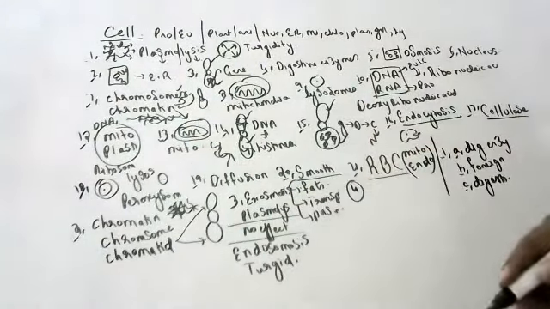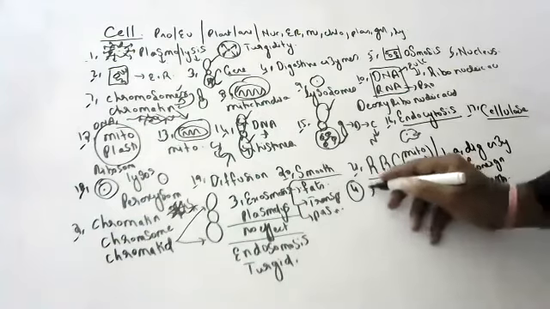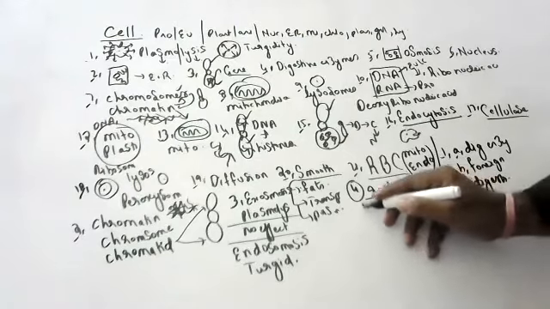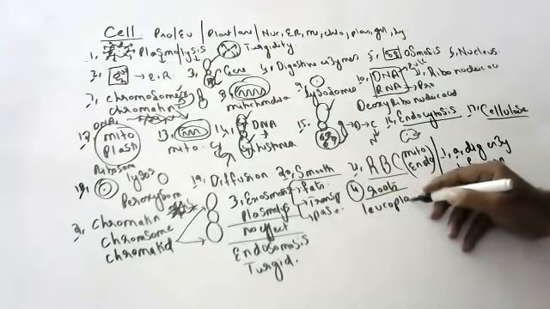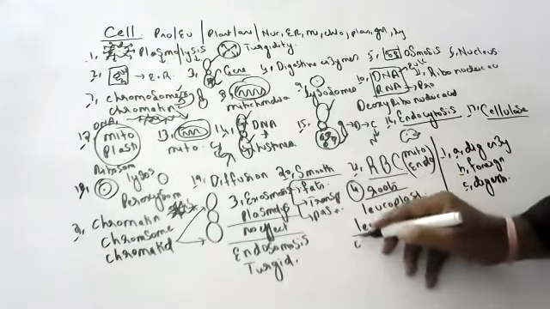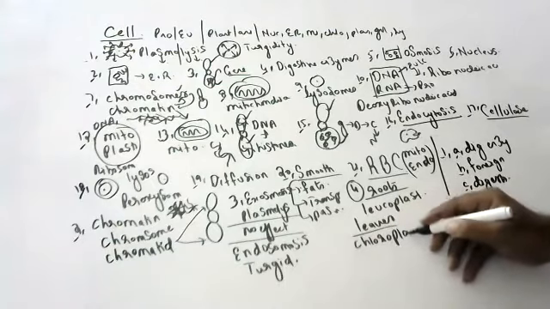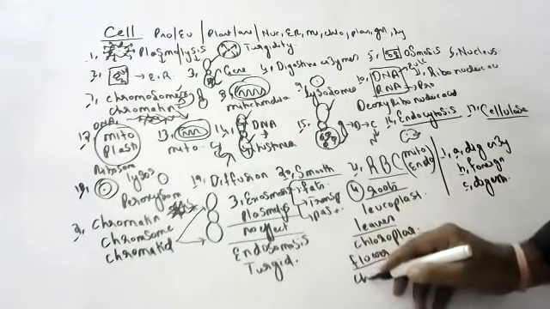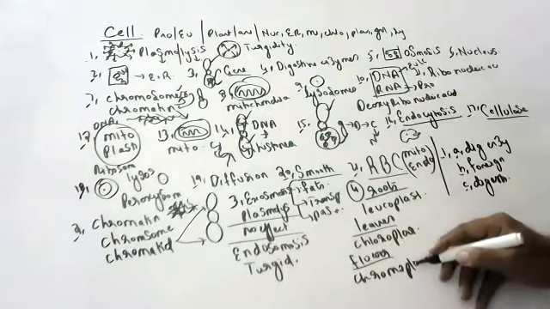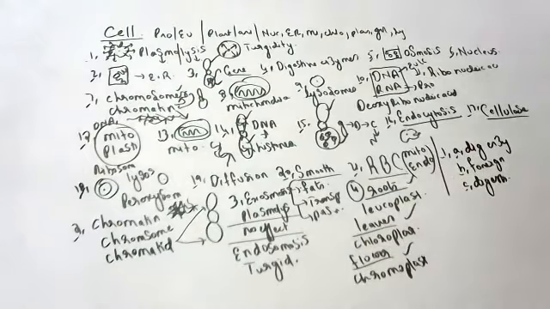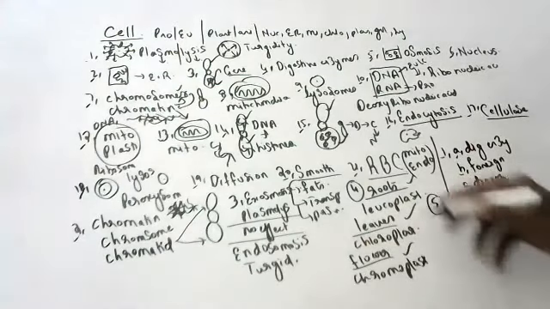Okay, children? Next question. What kind of plastids are more common in roots? In roots, you will see leucoplast. Remember, children: in leaves, chloroplast. In flowers, chromoplast, because they give different colors. All these are different types of plastids, children.